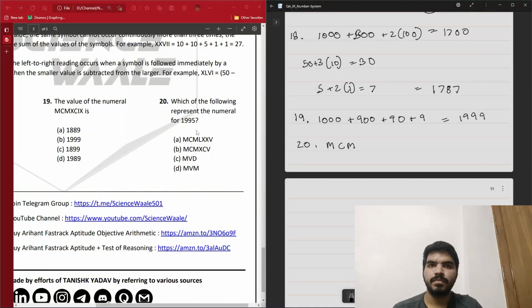MCMXC, similar to the previous one, but instead of that one I'll have this one: 1000, 900, this one is 90 and this is 5. 1995. MCMXCIX. This is option B.